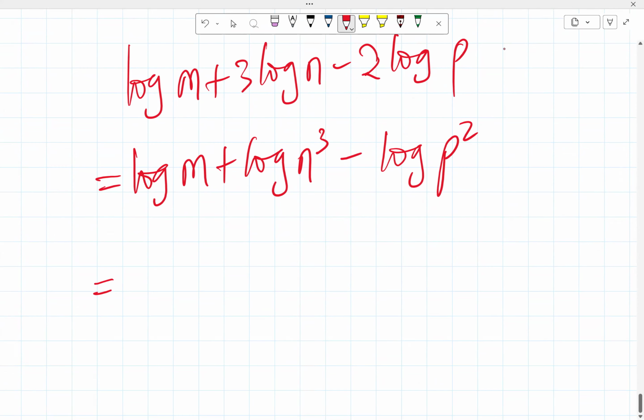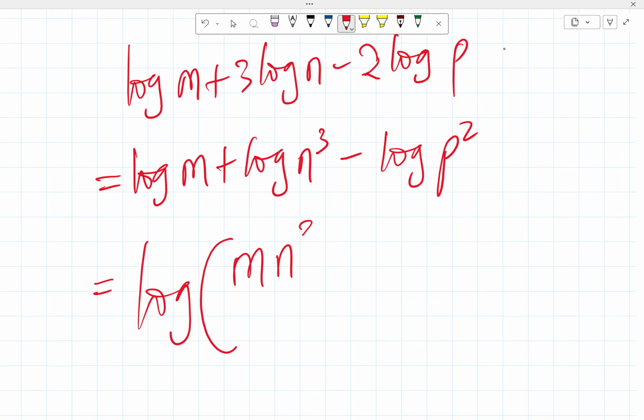Next thing we can do, what is it called now? We can do quotient, right? Or we can even go straight to log of mn, because this is addition. So we have mn power 3 all over p squared, and that's the final result. Okay, that's how that goes.